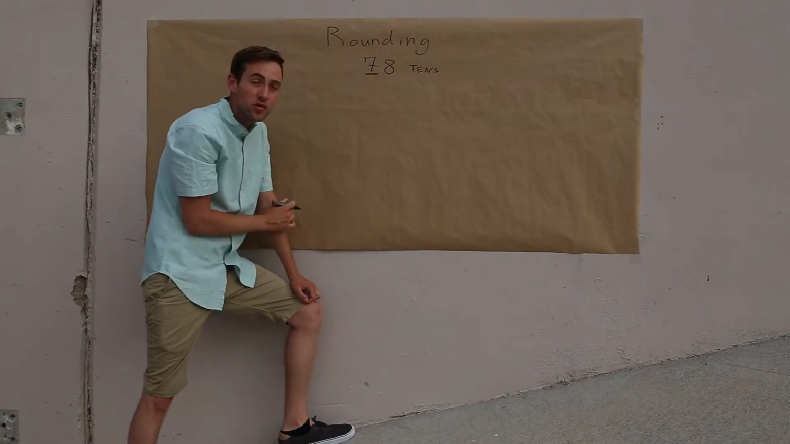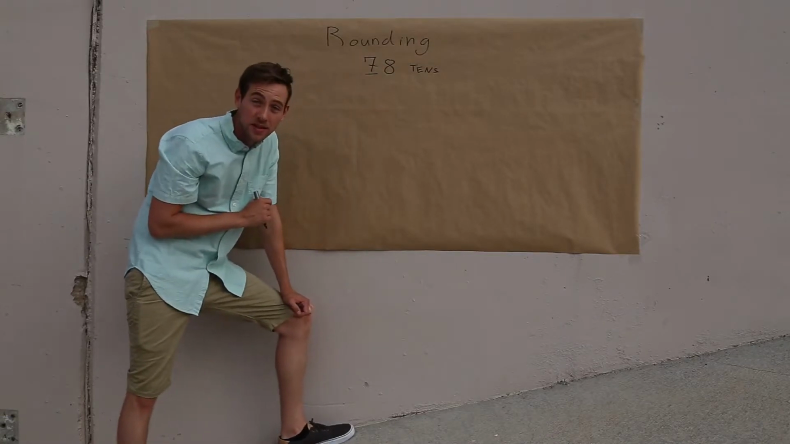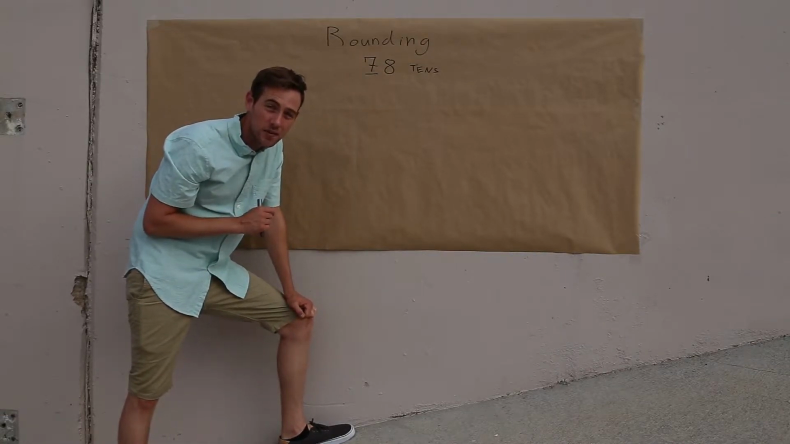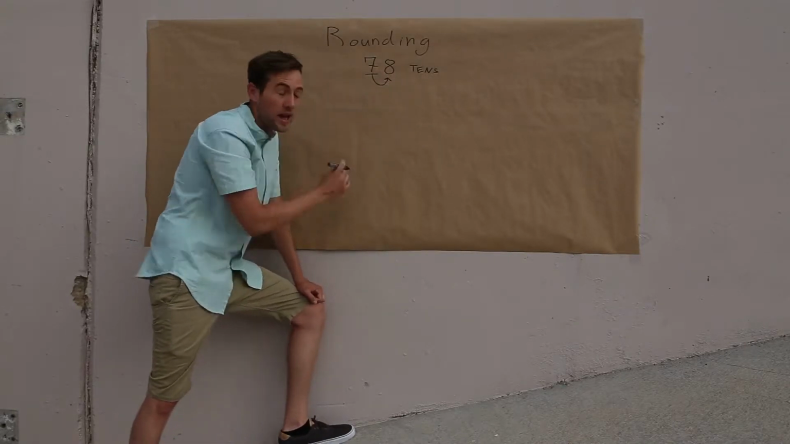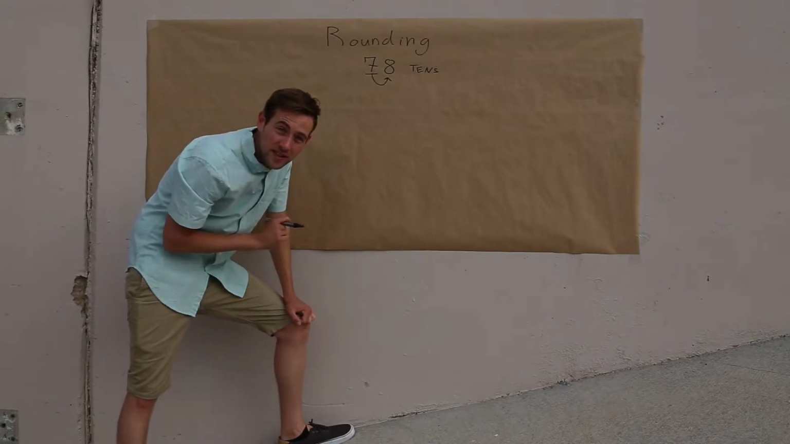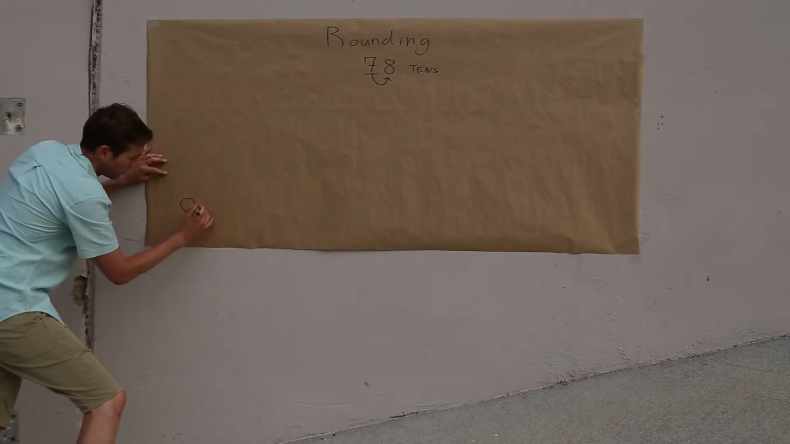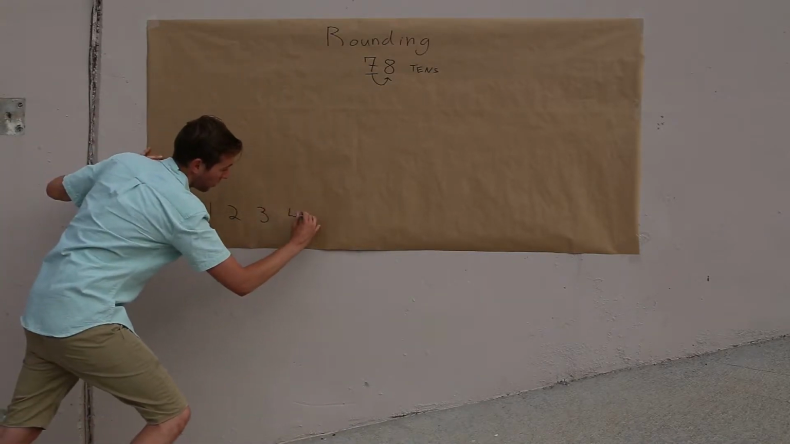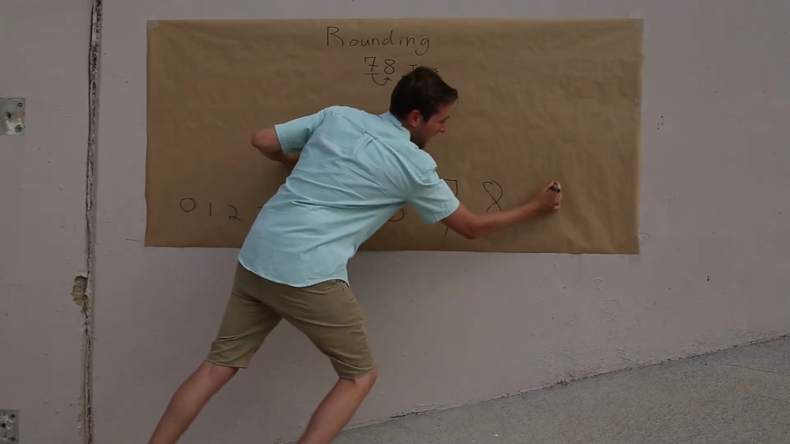So we underline the place that we are going to round to. We're going to round to the tens place. Now we need to look at the neighbor to the right. And that neighbor is 8. So what does 8 mean? Well, let us first look at a set of numbers. We have 0, 1, 2, 3, 4, 5, 6, 7, 8, and 9.